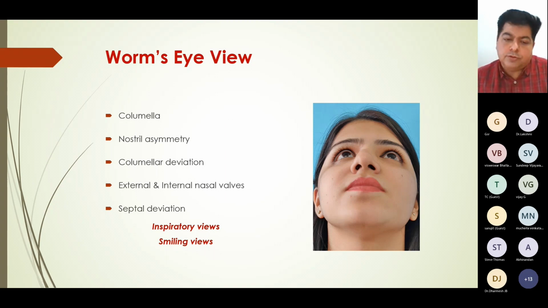In addition, you should also have some functional views like inspiratory views and smiling views. Sometimes the depressor septi is very prominent and the patient is not happy about it. So you have to identify that and keep a record of that. So what is the next step?